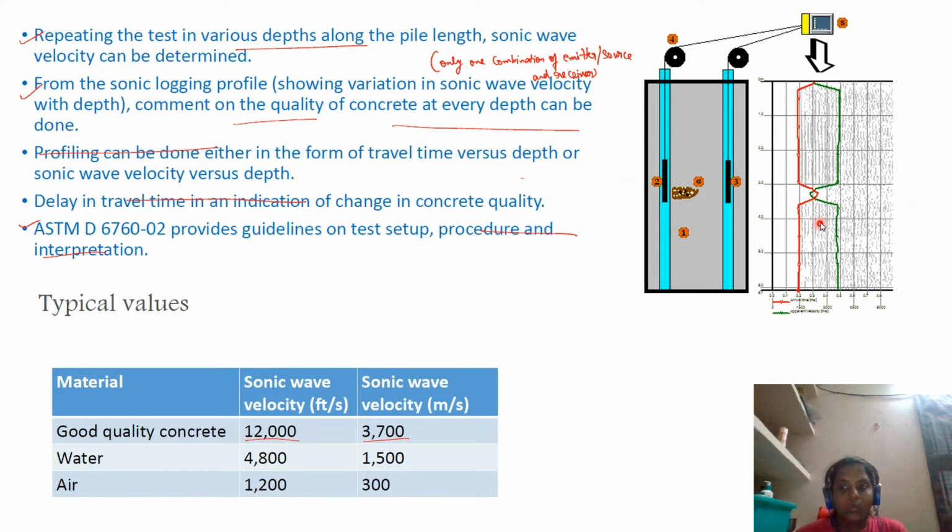If there is any defect, as I said, such as segregation, where the concrete is not properly poured or properly formed in that area, we'll have some deflection in the graph. That way we'll be able to understand that there is some issue in that area. Profiling can be done either as travel time versus depth or wave velocity versus depth. A delay in travel time gives you an indication of change in concrete quality.